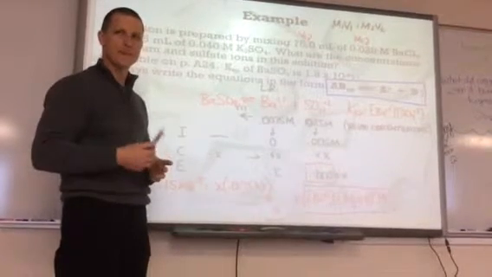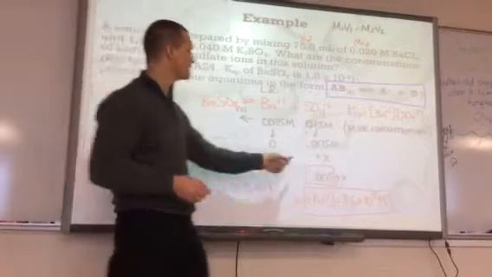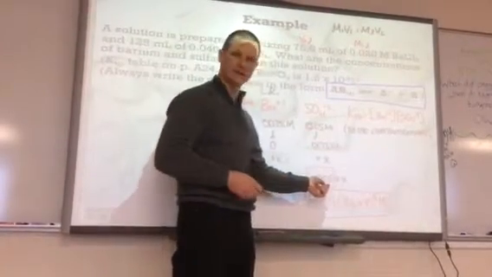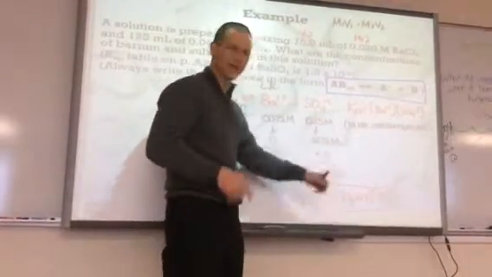We're supposed to keep track of the same sig figs. When I subtracted those, this really should be 0.018. So in my final answer, I would have cut that 5 off of there.